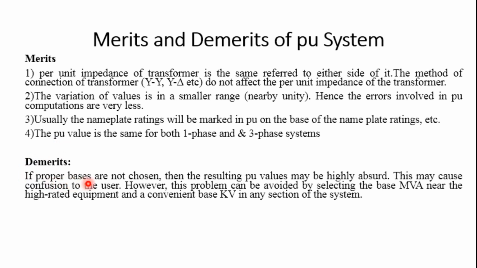Suppose the proper bases are not chosen, then the resulting per unit values may be highly absurd. What does this mean? If you wrongly choose any of the new base values, the entire problem we are going to solve will not be correct. So we have to be more cautious while selecting or changing the base values. Otherwise this may cause confusion and error.